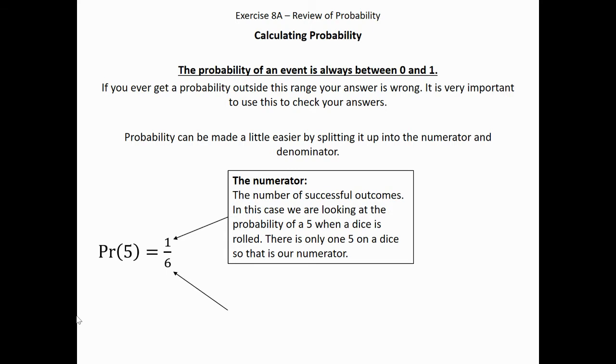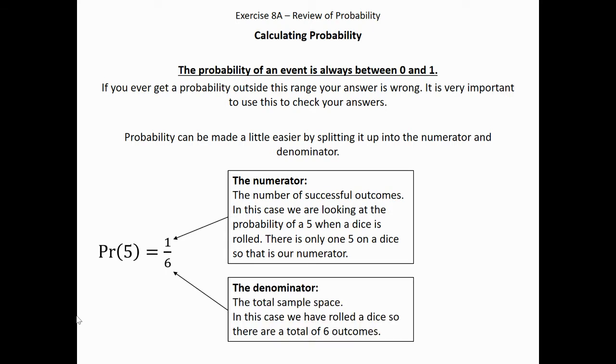Now let's think about the denominator. That is the total sample space, like the total number of options. So in this case, we're rolling a die. So you could get 1, 2, 3, 4, 5, 6. So there's 6 possible outcomes. So that's where we put the denominator.